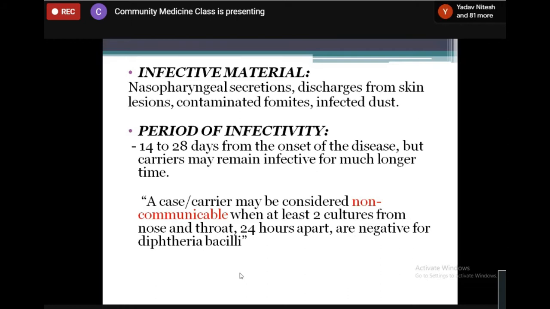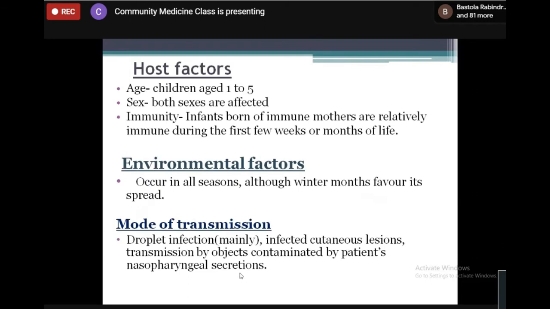The case or carrier may be considered non-communicable when at least two cultures from nose and throat, taken 24 hours apart, are negative. One sample should be taken from the nose and sent for culture, and after 24 hours, another sample from the throat should be collected and sent for culture again. If these two culture reports come out negative for diphtheria bacilli, then the person is considered disease free and will not transmit the disease. This is how we confirm. Like in COVID-19, we repeat the PCR test, polymerase chain reaction; here we do the secretions culture.